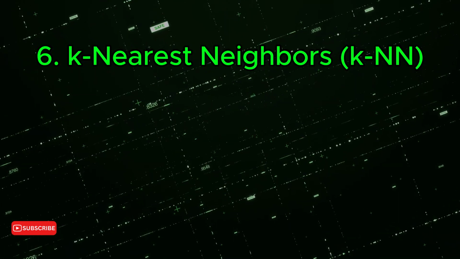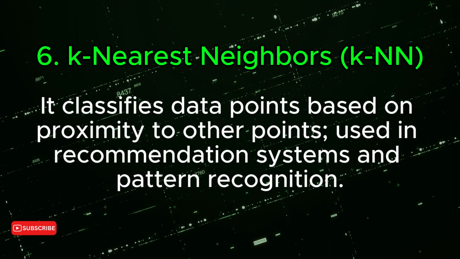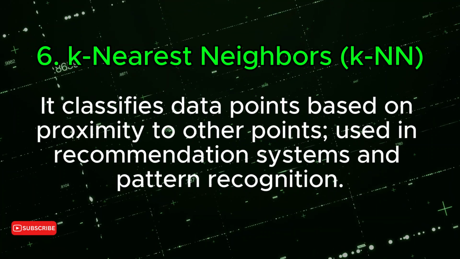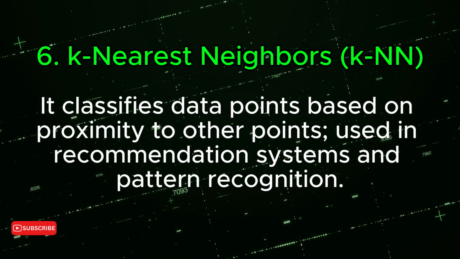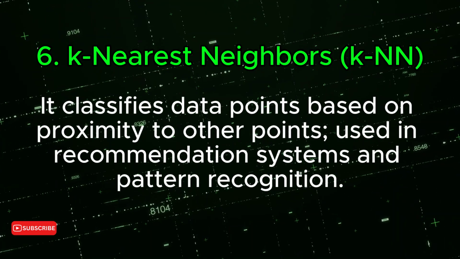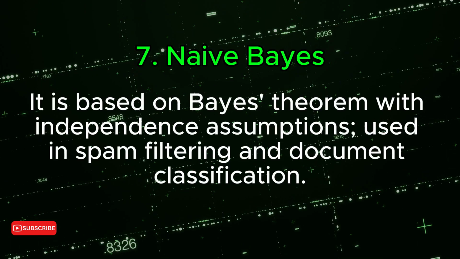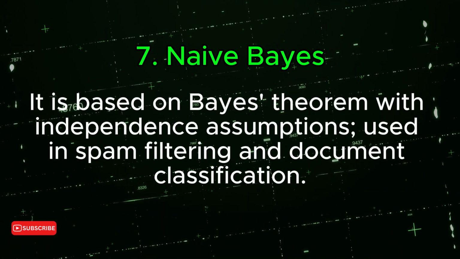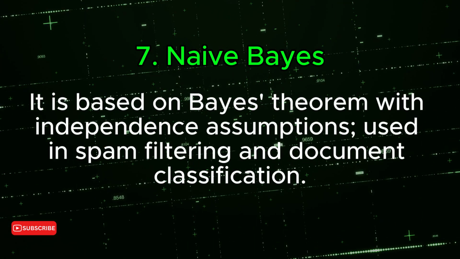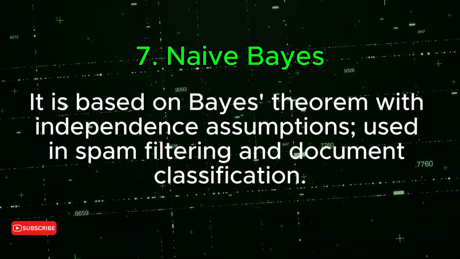6. K-nearest neighbors, KNN. It classifies data points based on proximity to other points, used in recommendation systems and pattern recognition. 7. Naive Bayes. It is based on Bayes' theorem with independence assumptions, used in spam filtering and document classification.